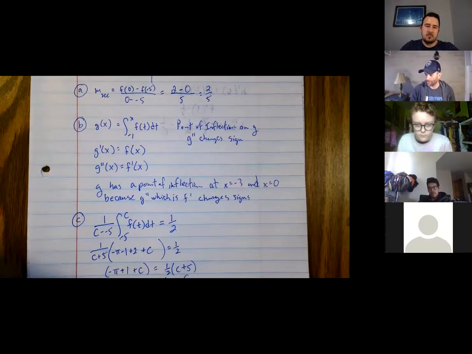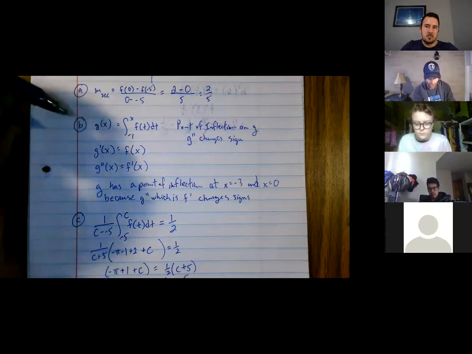All right, I'm going to move on to part B then, if there are no questions. Part B says, for x between -5 and c, let g be the differentiable function given by g of x equals the definite integral from -1 to x of f of t dt. Find the x coordinate of each point of inflection on the graph of g. Justify your answer.